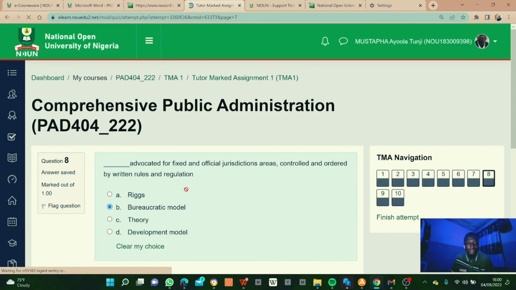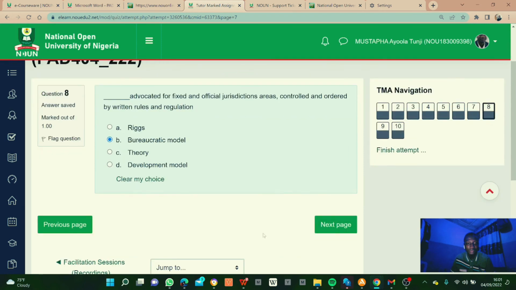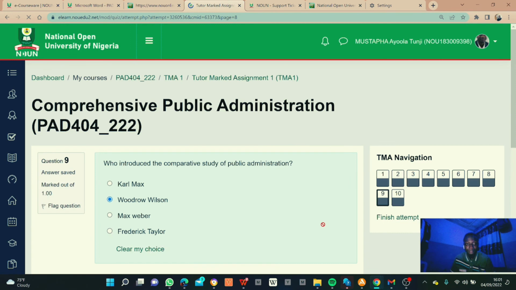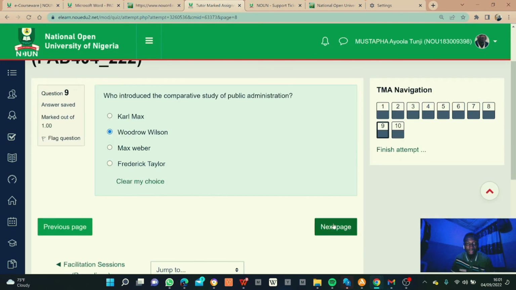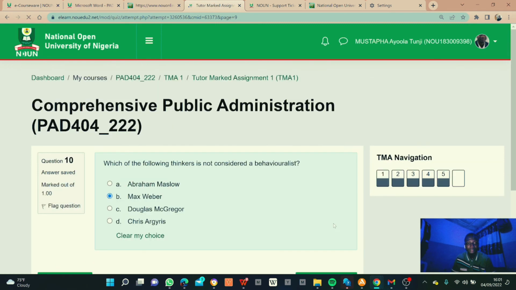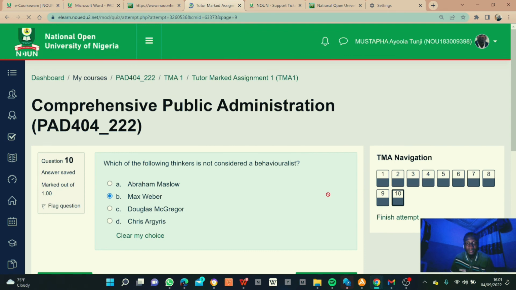Okay, good. That advocates for fixed and official jurisdiction. Okay, bureaucratic model. Good. Continue. Who introduced the comparative study of public administration? Okay, good. Which of the following thinkers is not considered a behavioralist? Okay, I said Marx, so let's continue.